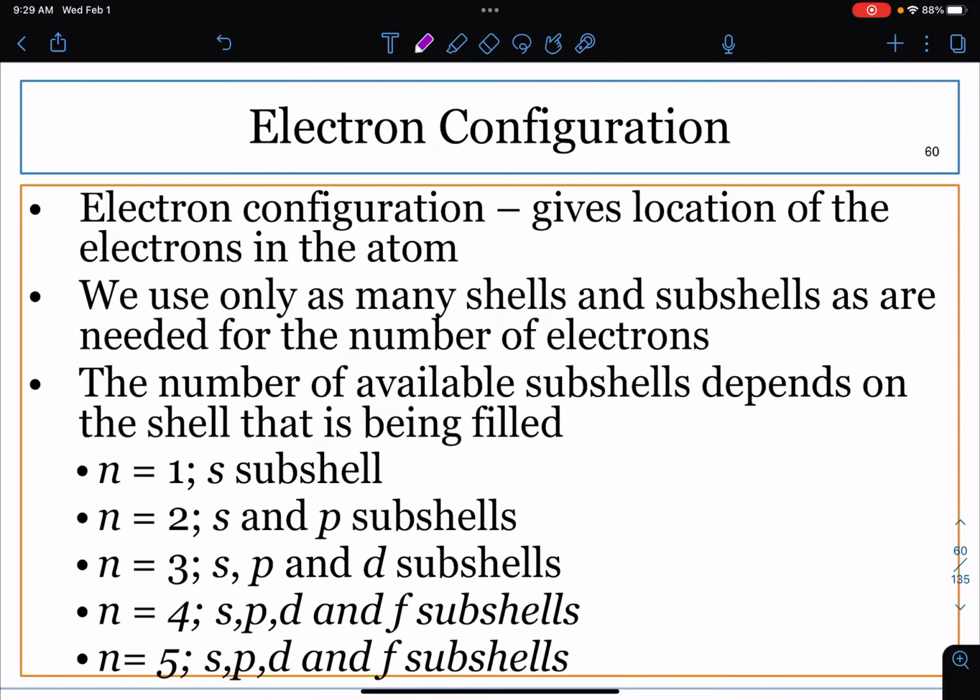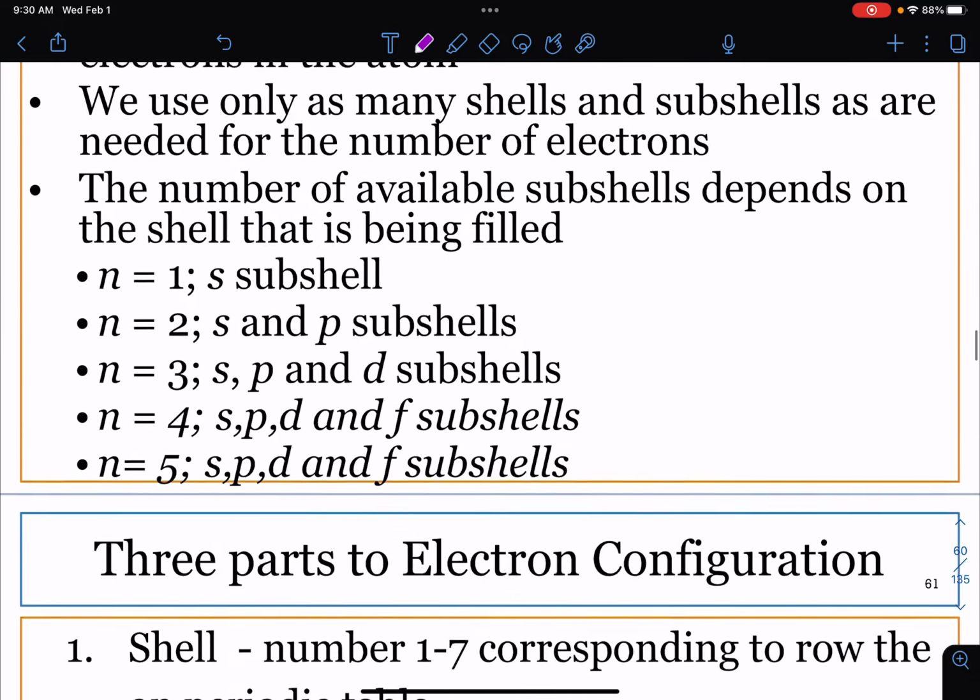Since most atoms have many electrons, with each electron being in a specific location, we need to learn the electron configuration of the atoms. This is similar to learning the address of the electrons. The number of available subshells depends on the shell that is being filled. In the first energy level, or n equals 1, we have an s subshell. In the second energy level, we have an s subshell and a p subshell. In the third energy level, we have s, p, and d subshells, and so on.